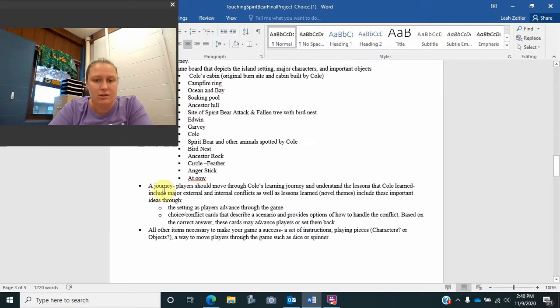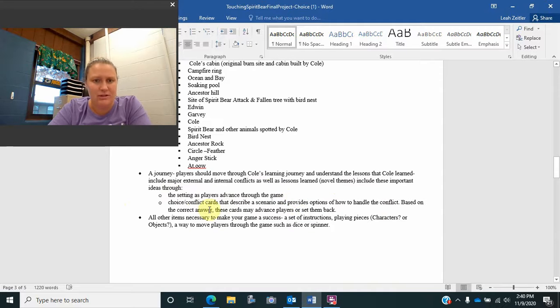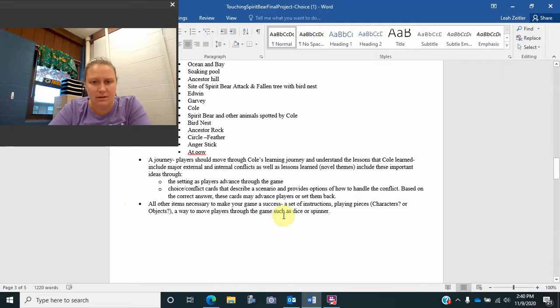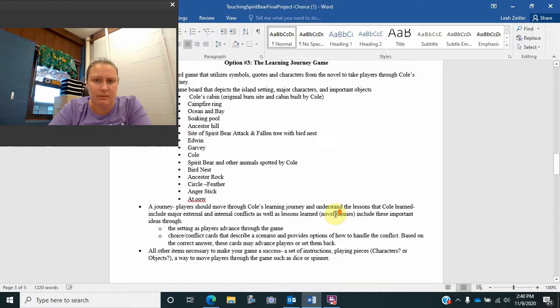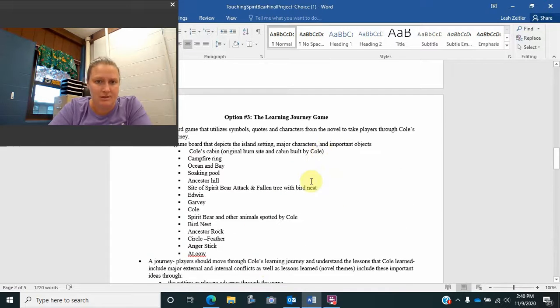Your game must be about a journey. Players have to move through Cole's learning journey and understand the lessons that Cole learned, including major external and internal conflicts, as well as lessons learned, novel themes. Include these important ideas through the setting as players advance through the game, and then choice and conflict cards. Okay, so all of these are requirements. Other items necessary to make your game a success are instructions, playing pieces, whether your characters, objects, totally up to you, and a way to move the players through the game, such as dice or a spinner. Again, this is option number 3.